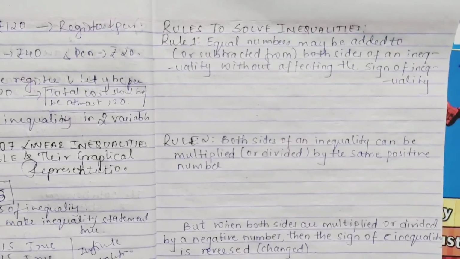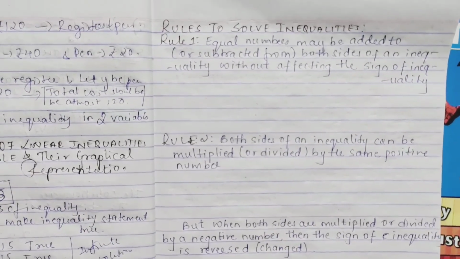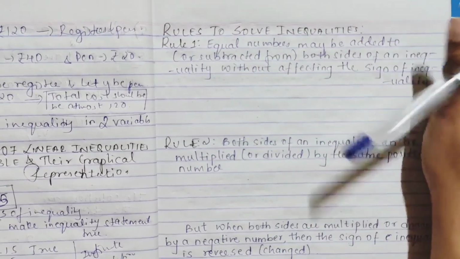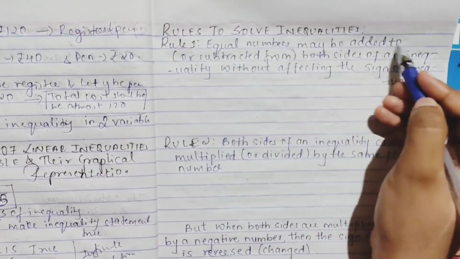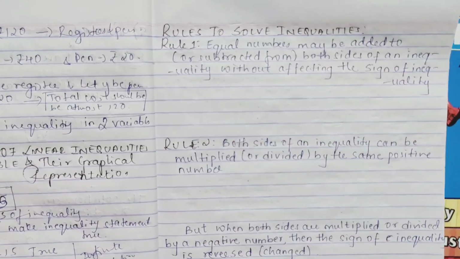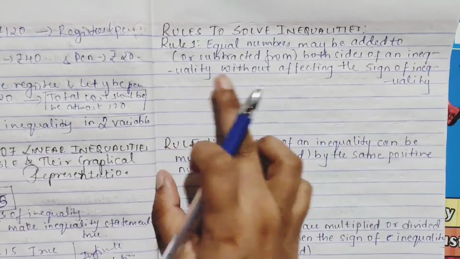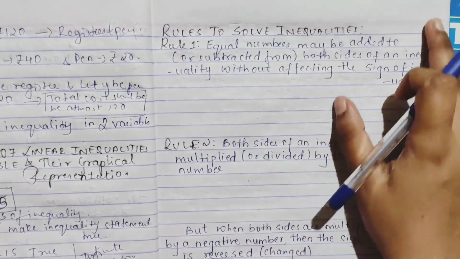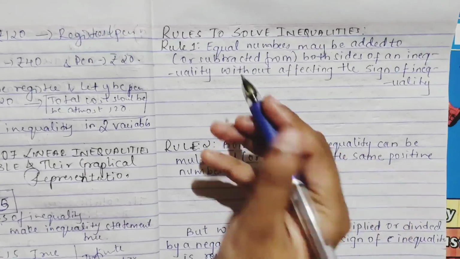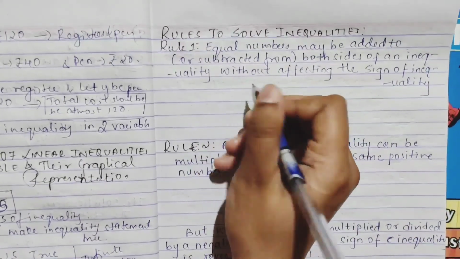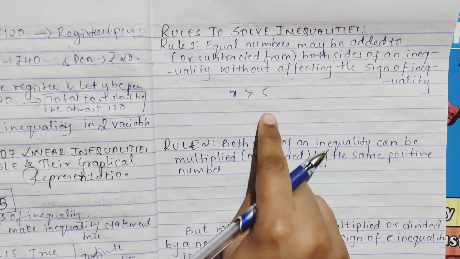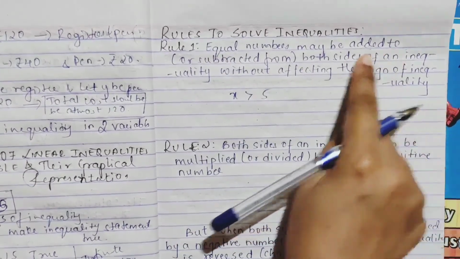Before heading graphically, there are some rules to solve your inequalities. What does rule 1 tell? Equal numbers may be added to or subtracted from both the sides of an inequality without affecting the sign of inequality. Now suppose you have x is greater than 5, so equal numbers may be added or subtracted from both the sides.